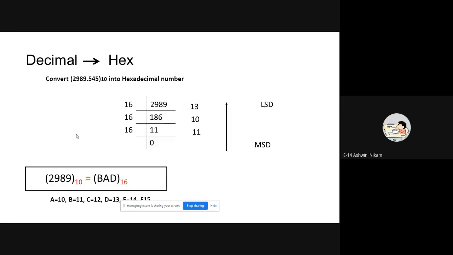Okay, ma'am. Next is decimal to hex. Here also you need to use the same procedure, that is successive division and successive multiplication. For successive division, the hexadecimal number has base 16. So simply you have to divide the given integer part by 16 and multiply the fractional part by 16. Okay. So here 2989 is the integer part of the given number. Then simply divide it by 16.